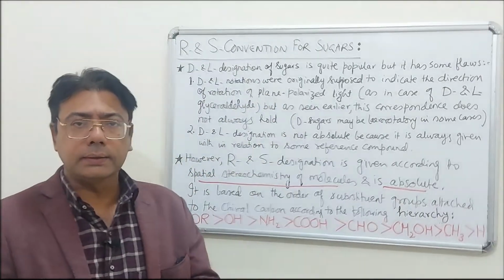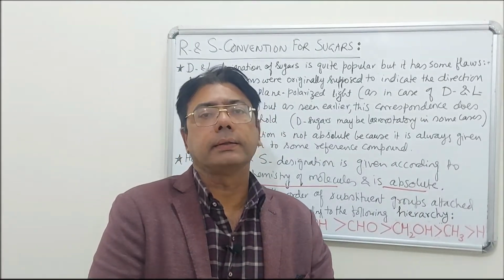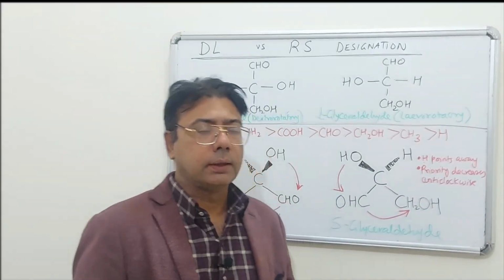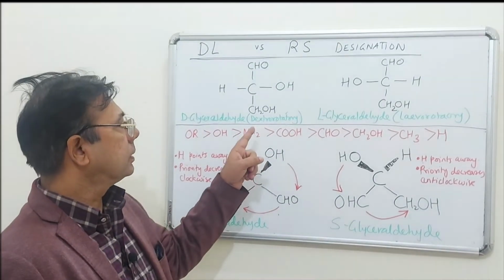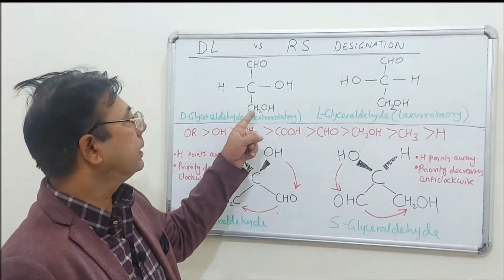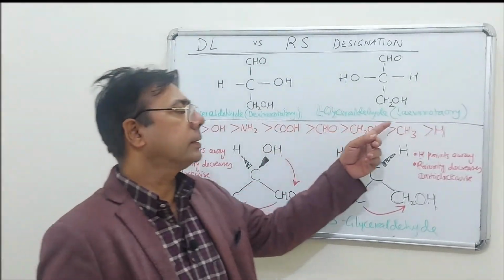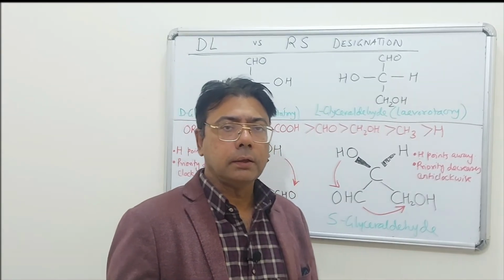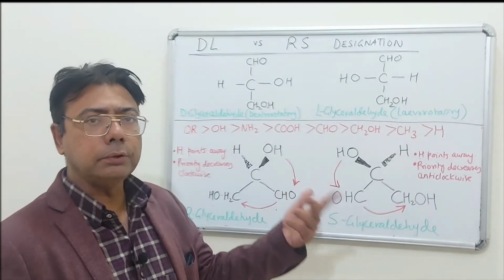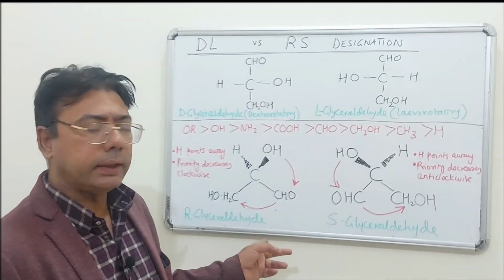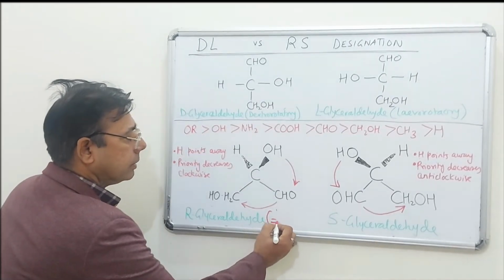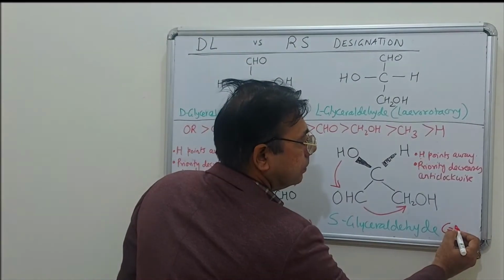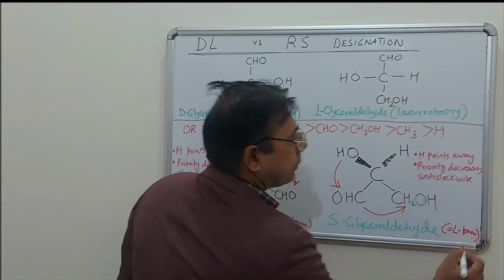Here I explain the RS system with reference to D and L glyceraldehyde. What you see here is a comparison of DL and RS designations. As explained earlier, in case of glyceraldehyde, this is D-glyceraldehyde, which is dextrorotatory, and this is L-glyceraldehyde, which is levorotatory. Now we can assign R and S designation to these forms, and when we do so, R glyceraldehyde is equivalent to D form, and S-glyceraldehyde is equivalent to L form.